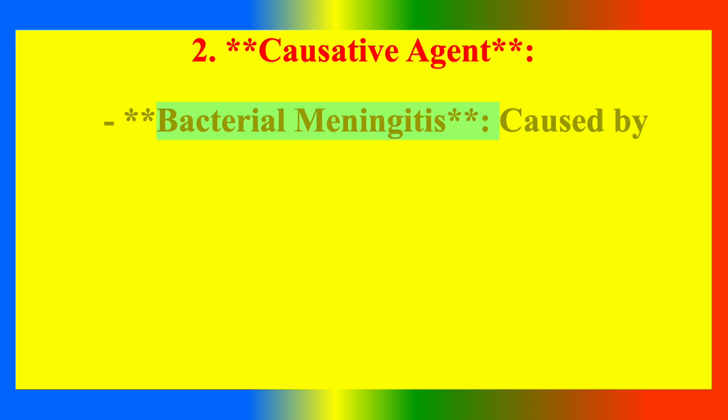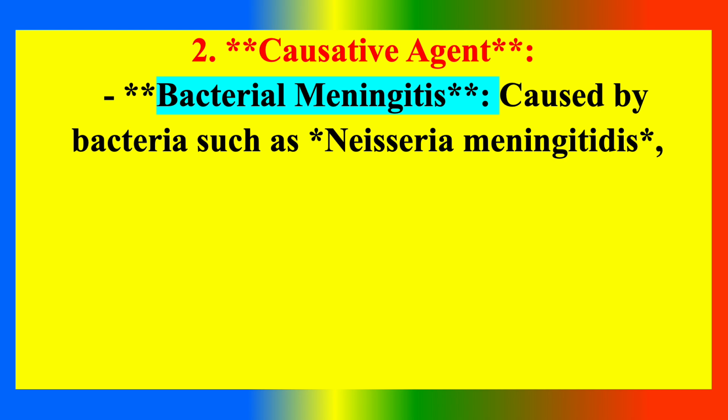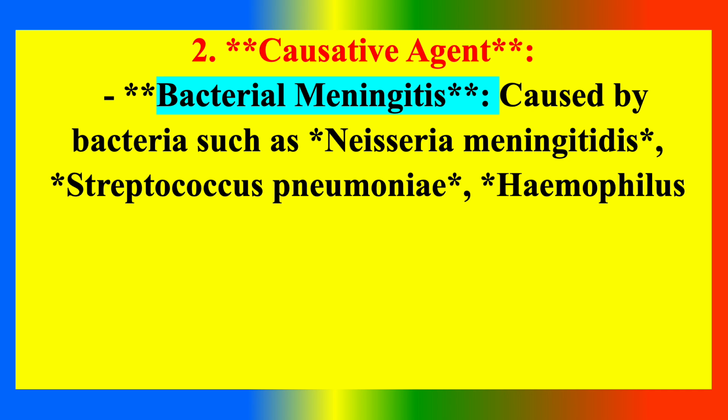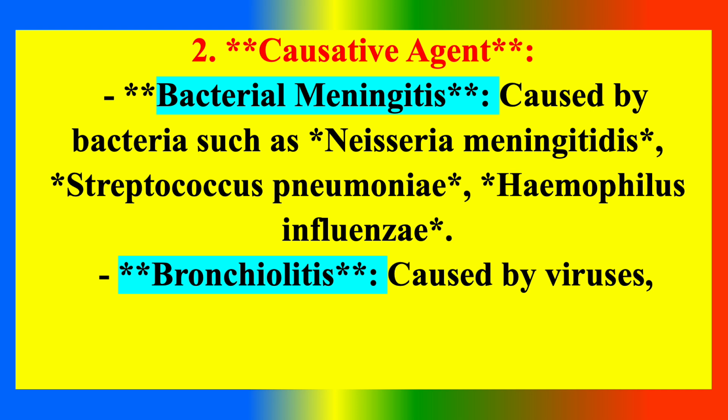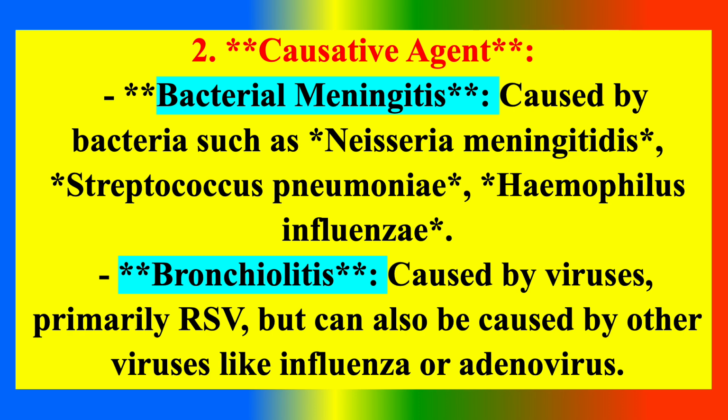Two, causative agents: bacterial meningitis caused by bacteria such as Neisseria meningitidis, Streptococcus pneumoniae, Haemophilus influenzae. Bronchiolitis caused by virus, primarily RSV, but can also be caused by other virus like influenza or adenovirus.